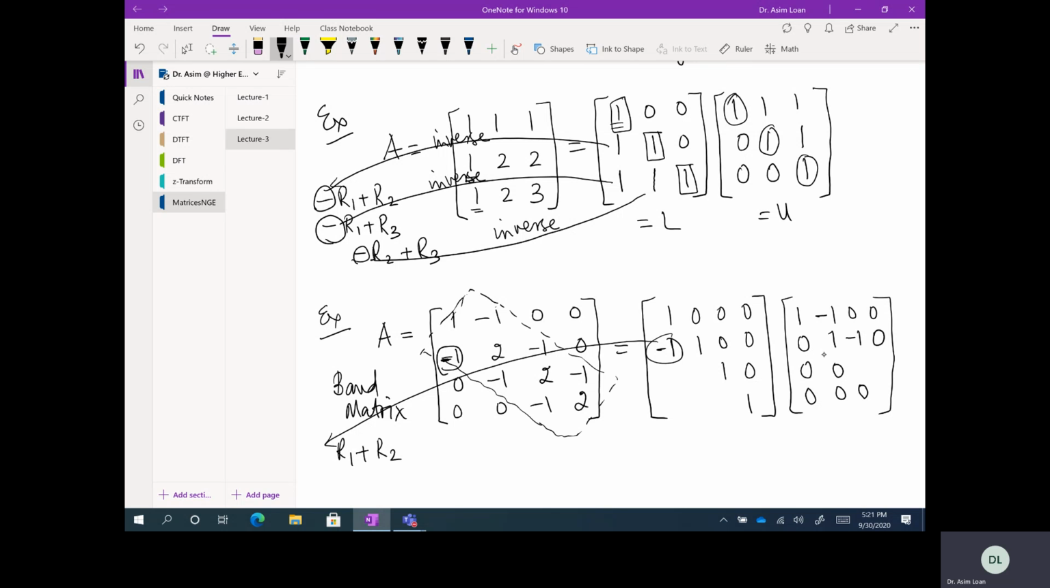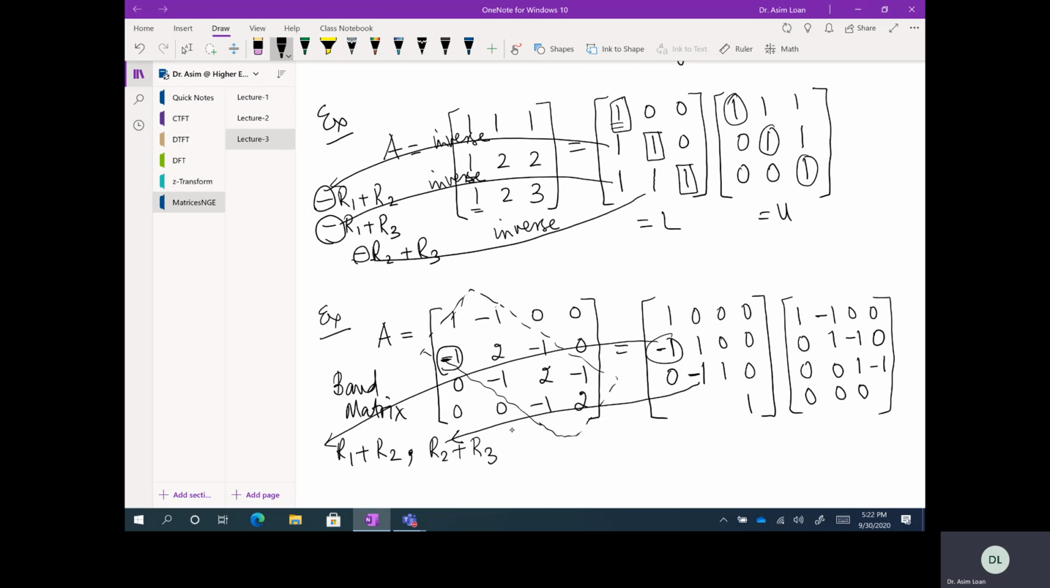So once I have 0, 1, minus 1, 0, I can then do row 2 plus row 3. When I do row 2 plus row 3, I will put a minus 1 over here, because again, this is the negative or the inverse. So row 2 plus row 3 gives me 1, and minus 1 will be 0. Minus 1 and 2 would be 1, and this will be minus 1.